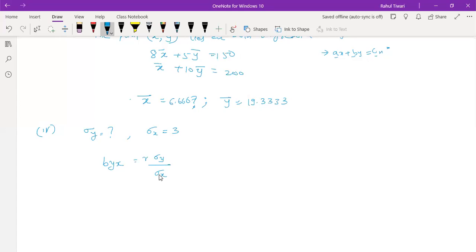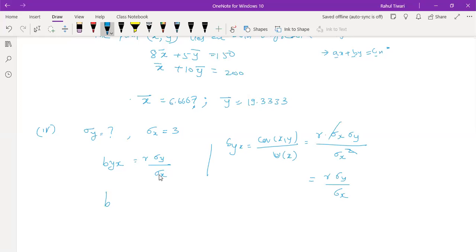From where did you get this? What is your formula for covariance, byx? The usual formula is covariance between x and y upon variance of x, right? But what is the formula for covariance? Do you remember? It's r times sigma x into sigma y, upon variance of x, which is sigma x square. So what did you get? This cancels. You get r times sigma y. So this is a simplified form.